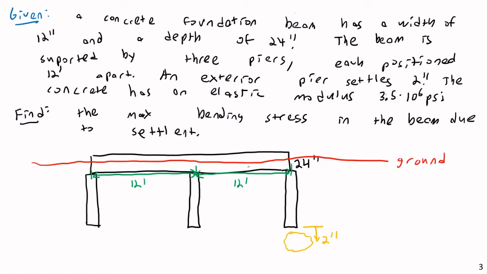So what I want to look at is not the total stress in the beam, but just the stress in the beam that comes from this additional differential settlement. So I'm going to ignore the weight of the structure above it, because we already know how to do that, I hope. I'm going to ignore the self-weight of the beam, because that stress is there whether you have settlement or not. I want to calculate the stress that comes just from one of the foundation piers settling.